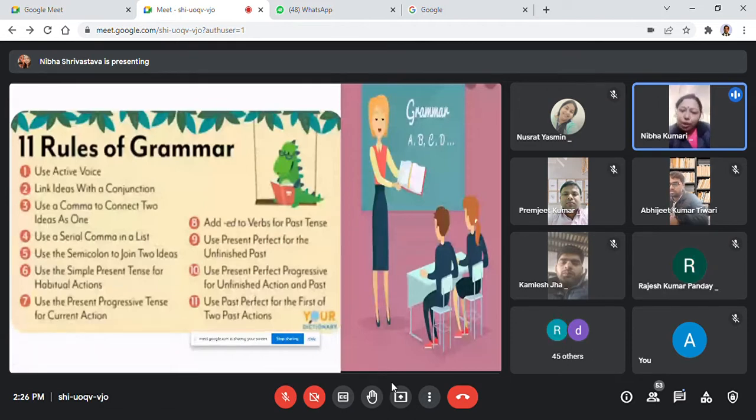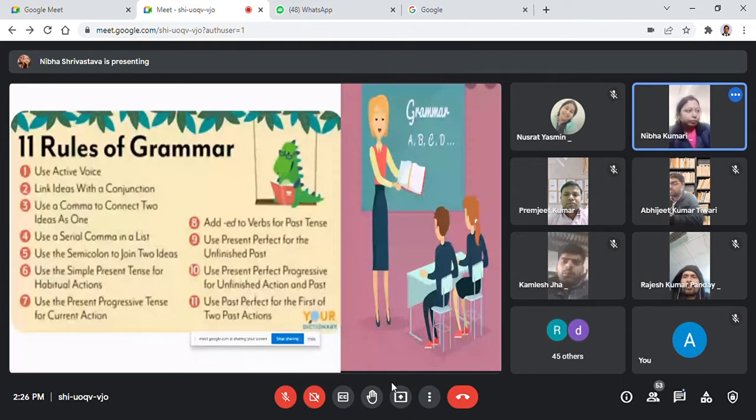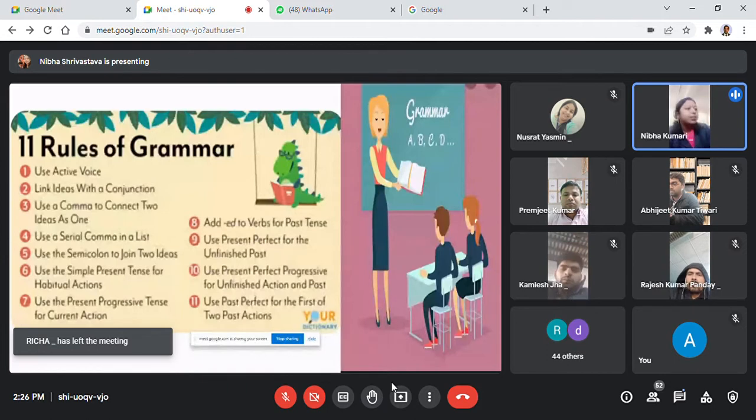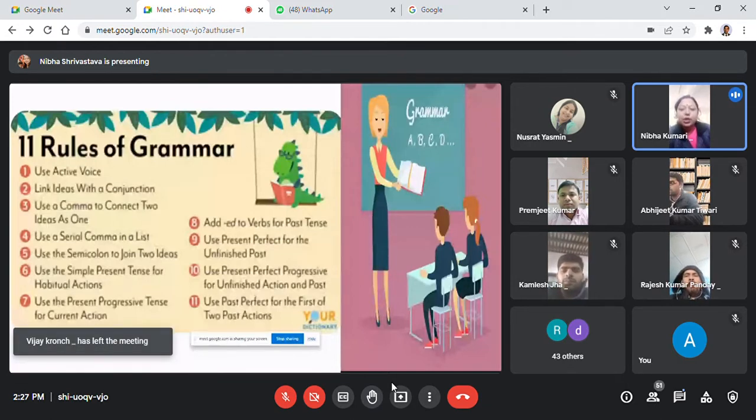We all know this. We all do this. Then use a serial comma in a list. If we have a list, then we can use a serial comma and enter all the names together. Then use the simple present tense for habitual actions. Teachers, we all know that, if we have all studied tenses, to express habitual actions we use simple present tense, that is verb plus S or ES.